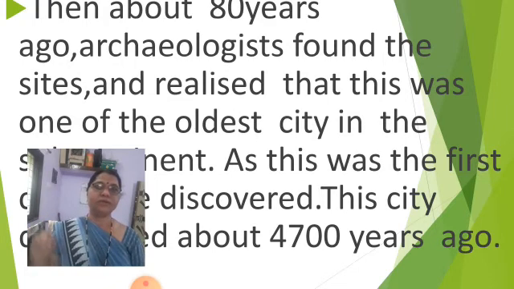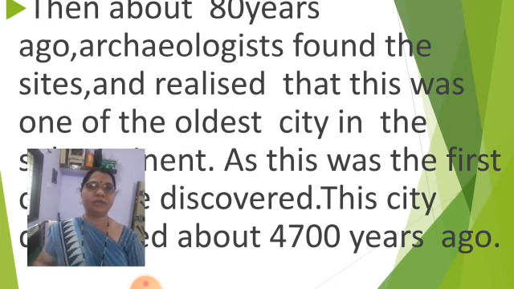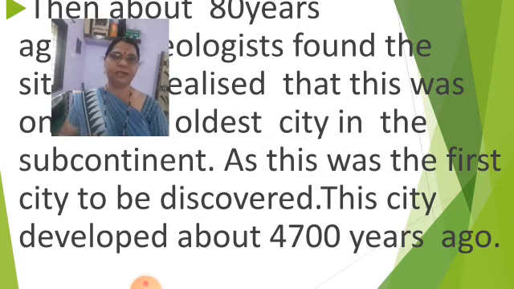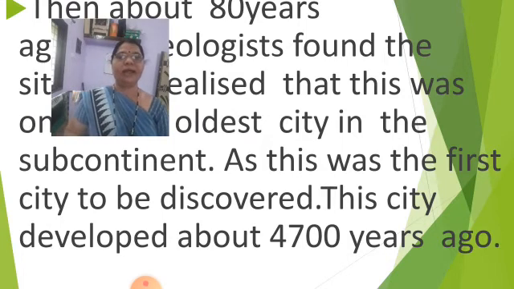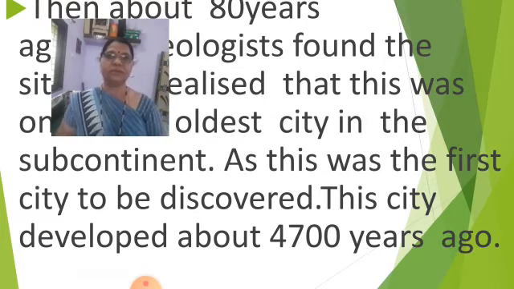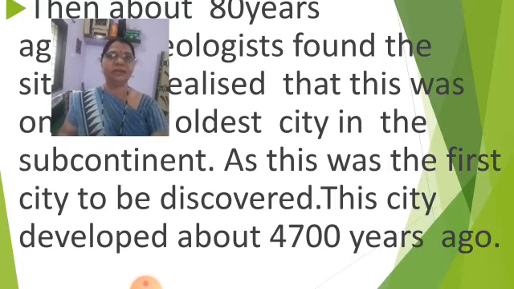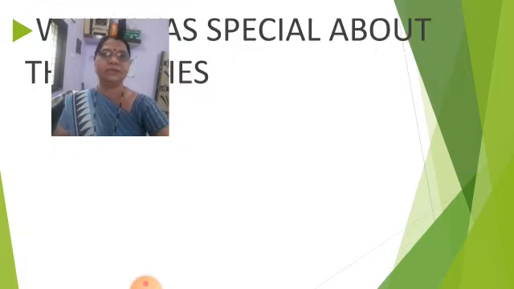Some pots, some pans, some grains they got, and realized that this was one of the oldest cities in the subcontinent. In the subcontinent means in India, as this was the first city to be discovered. The archaeologists first discovered this city. This city developed about 4700 years ago. Which city? That is Harappa.